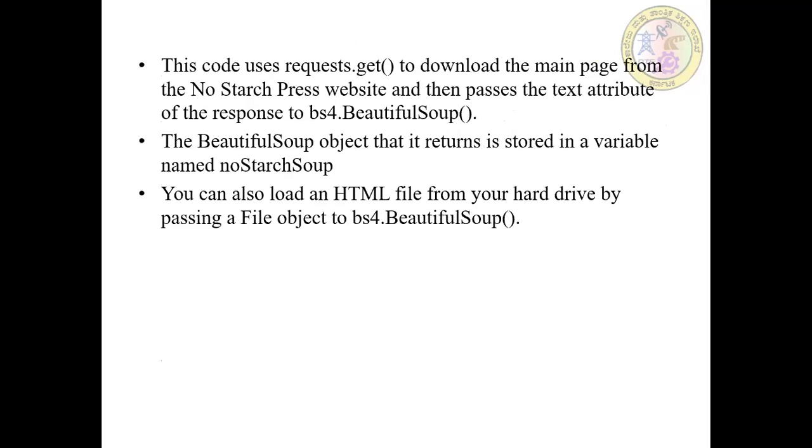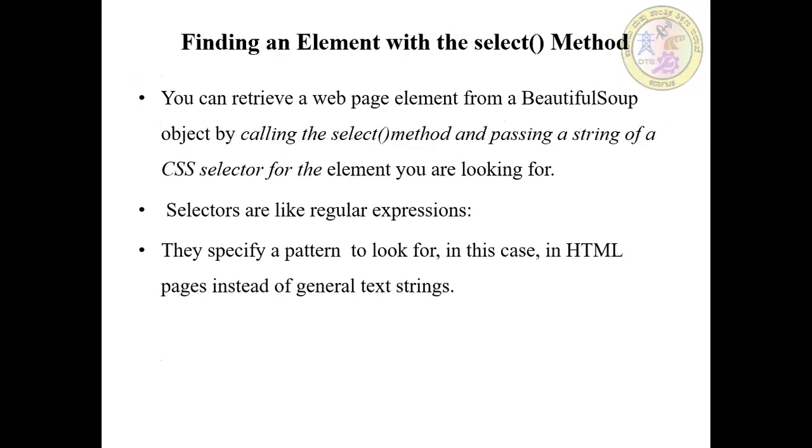This code uses requests.get to download the main page from the publisher's website and then passes the text attribute of the response to bs4.BeautifulSoup. The BeautifulSoup object that it returns is stored in a variable named no_starch_soup. You can also load an HTML file from your hard drive by passing a file object to BeautifulSoup.